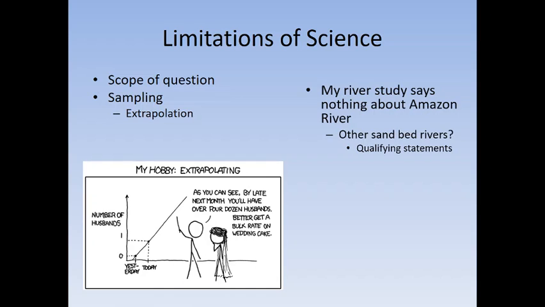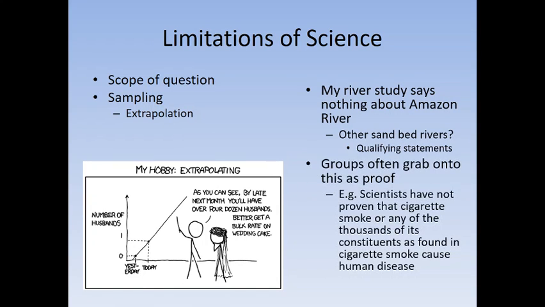But what about other sandbed rivers? What about a river that's next door, just to the north in Nebraska? From Kansas, the next state up north is Nebraska, right? You might be able to make some qualifying statements that say, since we found result A in the Kansas River, potentially that is, in the Platte River in Nebraska, somewhat similar. But science should be limited by the scope of the question and not have too much extrapolation.